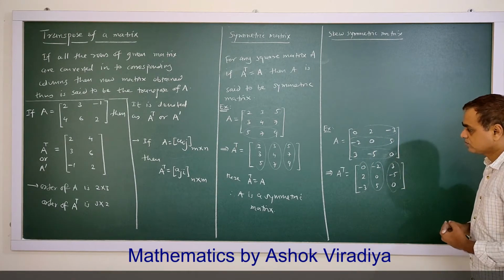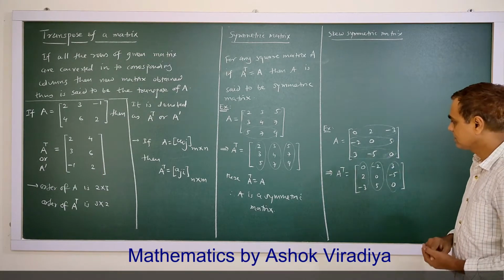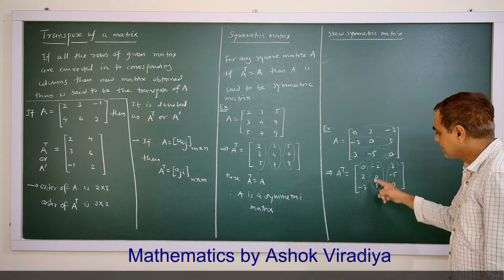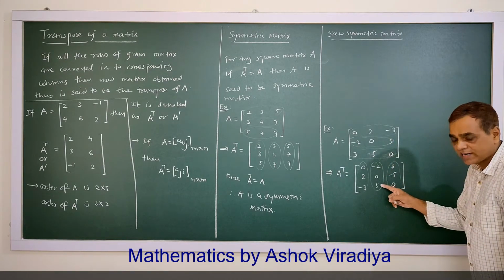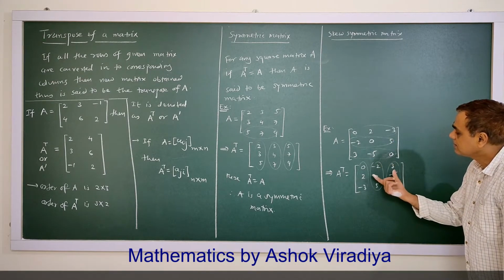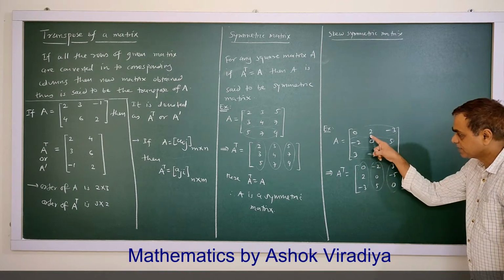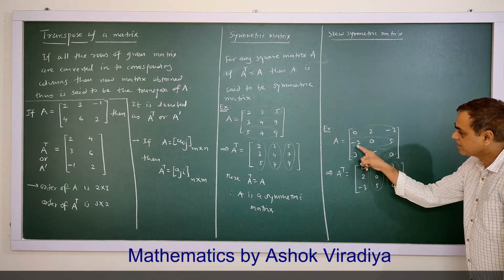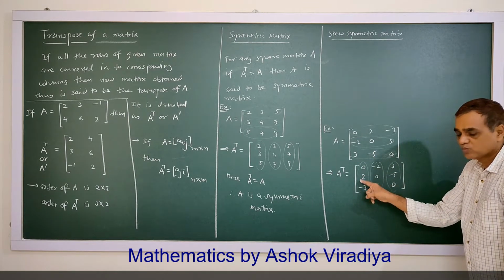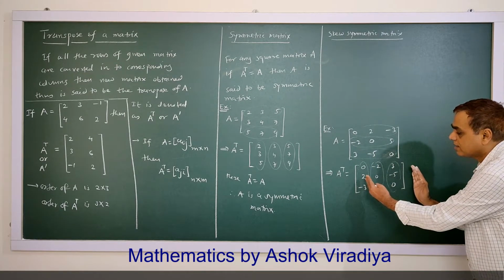Now, observe these two matrices. You can see that in this matrix and in this new matrix, the signs of the numbers are opposite. See, this is plus 2, here is minus 2. This is minus 2, here is plus 2. 3, minus 3. So all entries have the opposite sign.